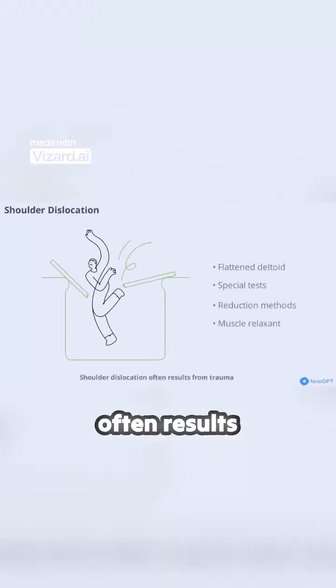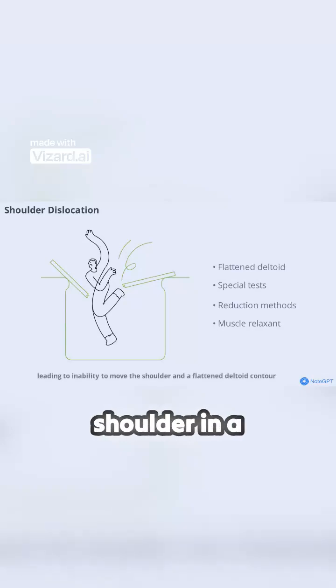Shoulder dislocation often results from trauma, leading to inability to move the shoulder and a flat deltoid contour. Key examination steps include inspection for shape change, Dugas and Hamilton ruler tests, and axillary nerve assessment with a sterile pin. X-rays confirm the humeral head displacement.